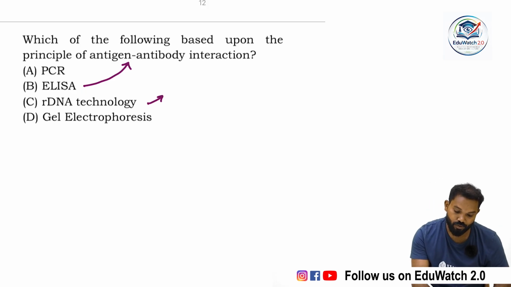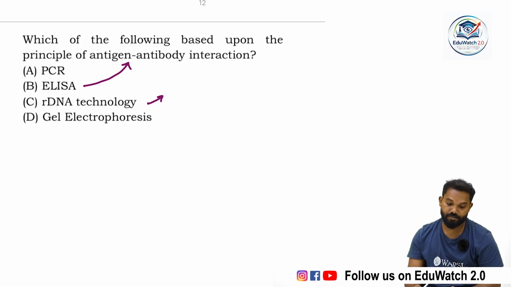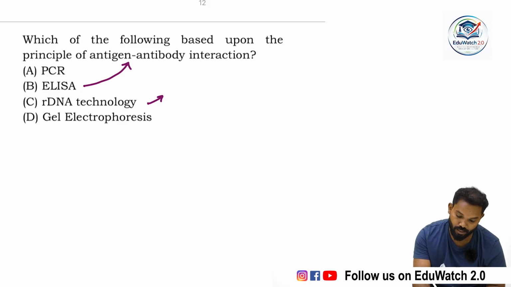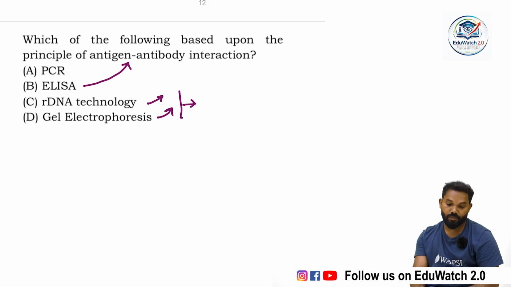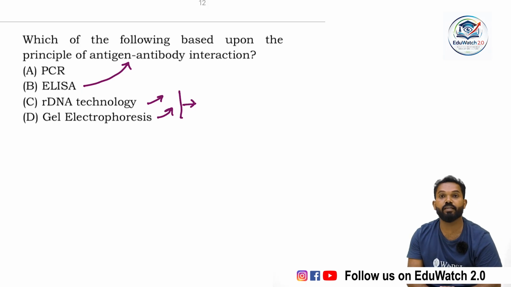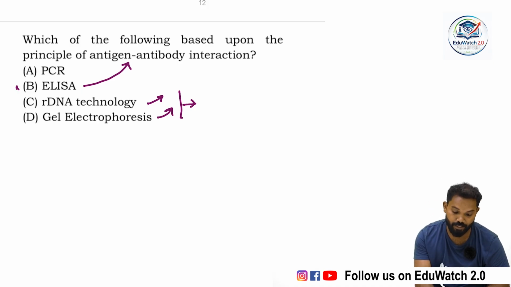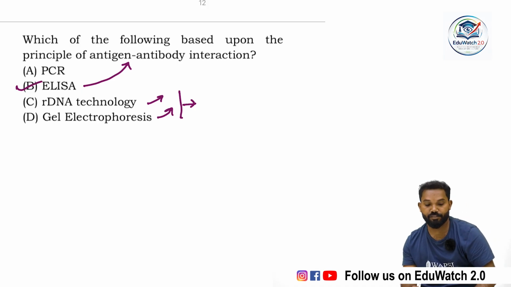Recombinant rDNA technology and gel electrophoresis, both are recombinant DNA technology. So, which among the following is based on the principles of antigen antibody interaction? That is ELISA. Answer is option B.